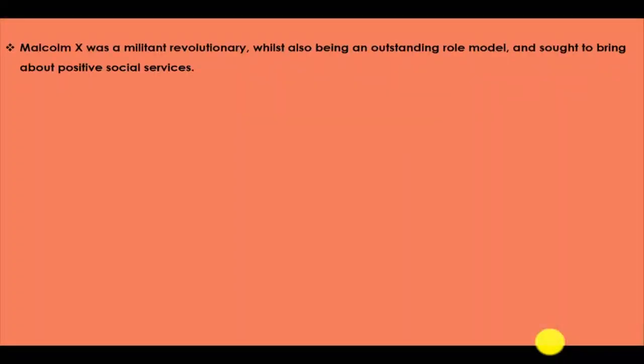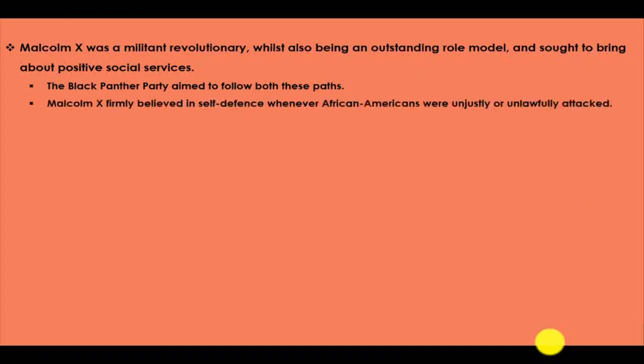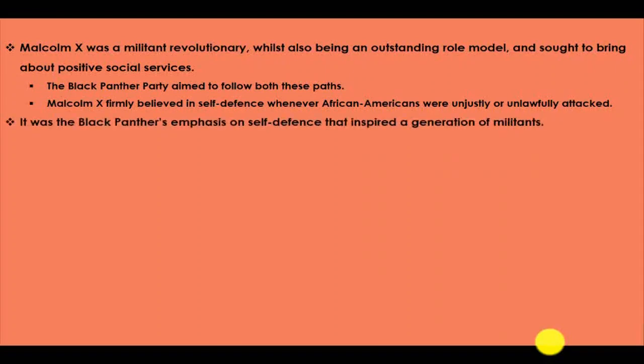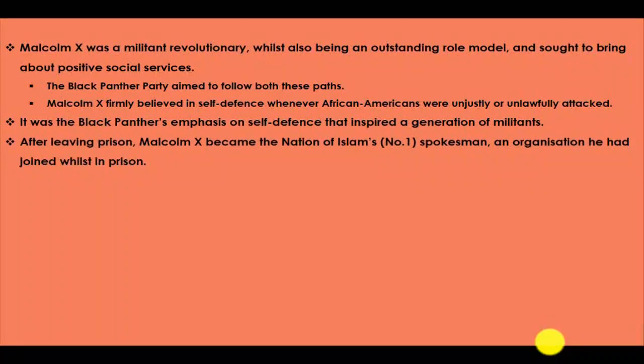Malcolm X is the other individual that we look at. He was a militant revolutionary while also being an outstanding role model and sought to bring about positive social services. The Black Panther Party aimed to follow both of these paths, and Malcolm X firmly believed in self-defense whenever African Americans were unjustly or unlawfully attacked. And it was the Black Panthers' emphasis on self-defense that inspired a generation of militants. And after leaving prison, Malcolm X became the Nation of Islam's number one spokesperson, an organization he had joined while in prison.